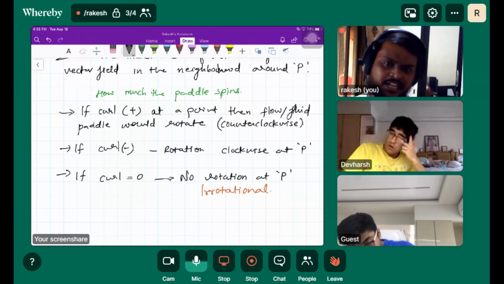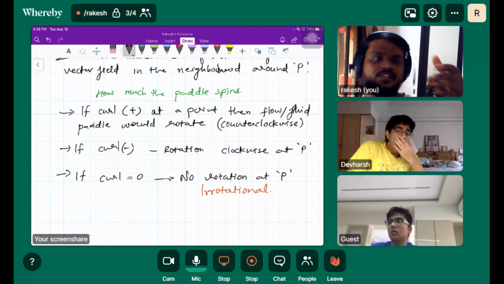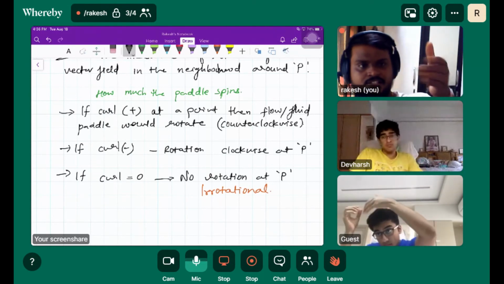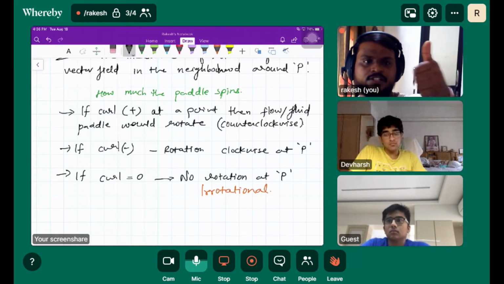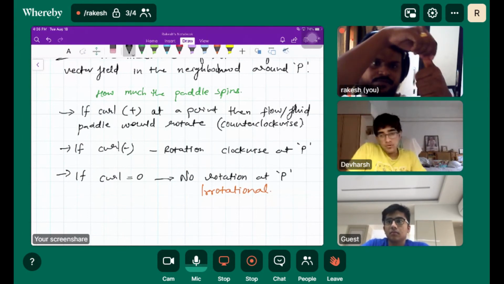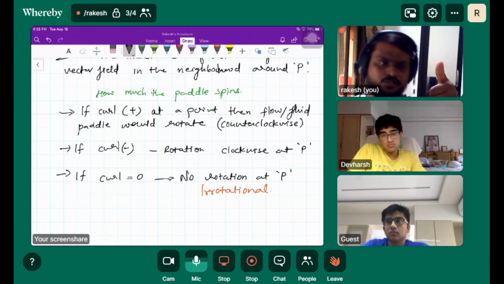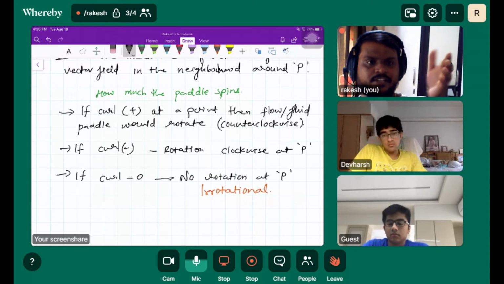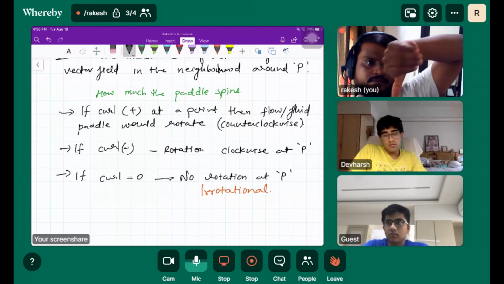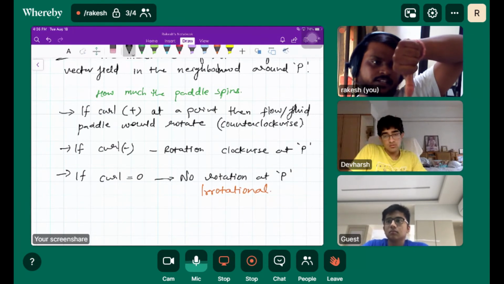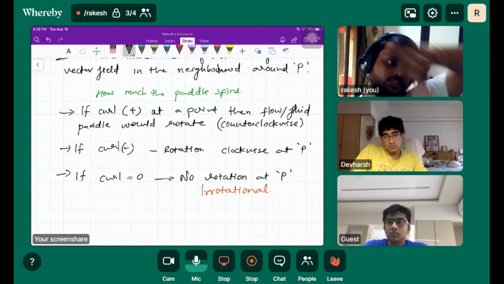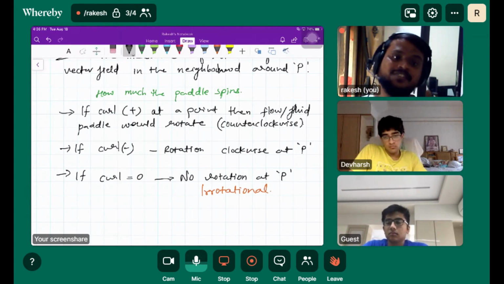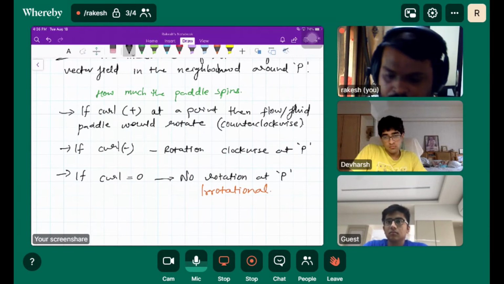From the idea of this curl, you can imagine the right hand thumb rule. If this is the motion of your vector field, then what is the direction of the curl? It is going upwards, in the positive z direction. My vector field is anti-clockwise. If my vector field is going clockwise, then the direction of my curl is negative, downward, in the negative z direction. So this proves the right hand thumb rule which we have studied long before.